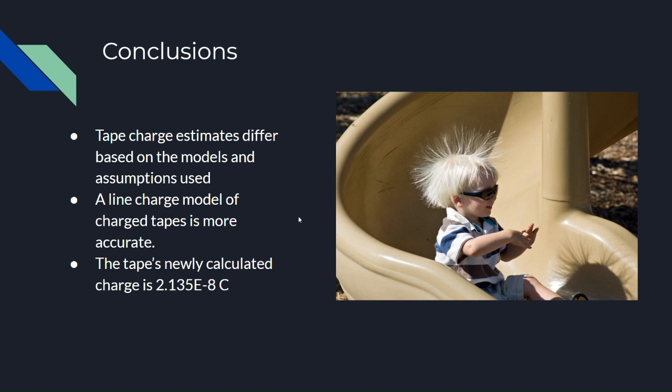So, in conclusion, tape charge estimates differ based on the models and assumptions used. A line charge model of charged tapes is more accurate, and the tape's newly calculated charge is 2.135e-8 coulombs.